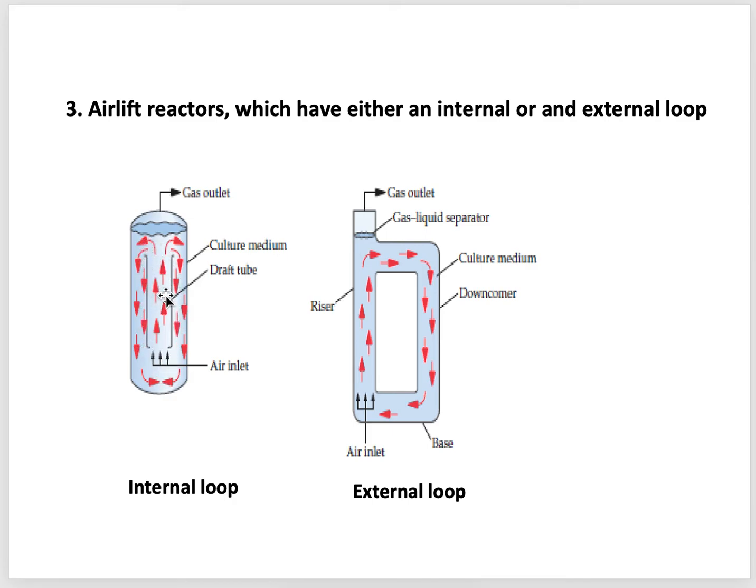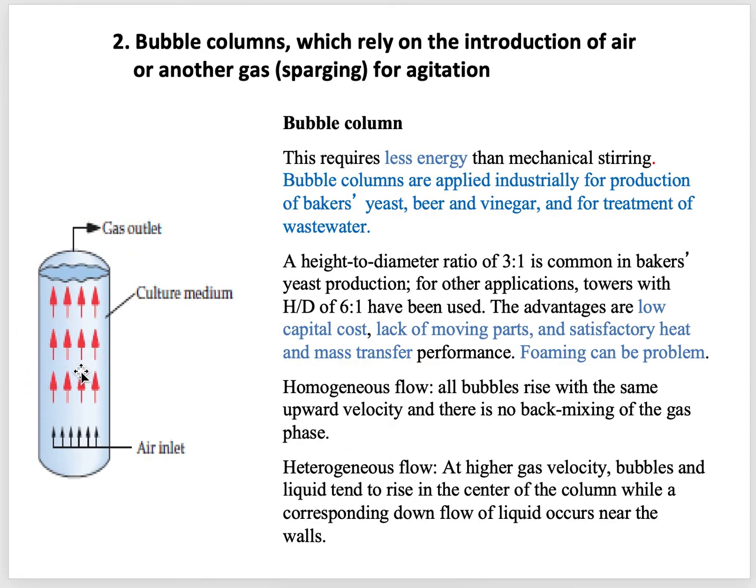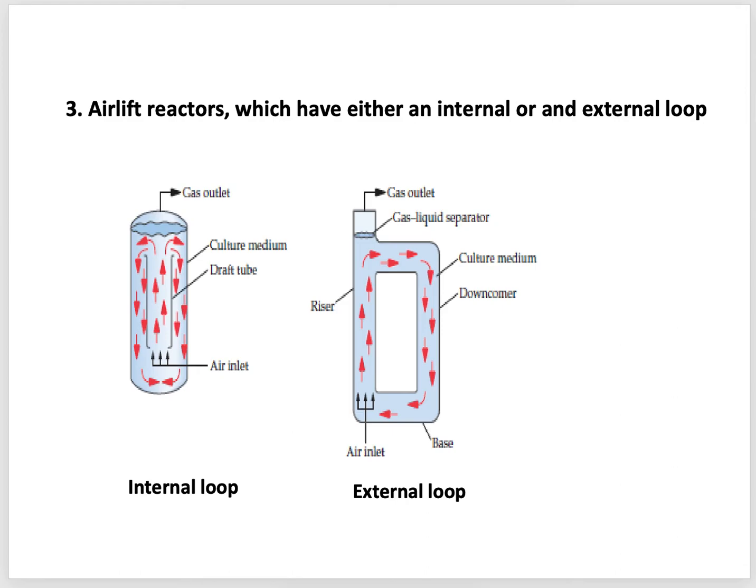This line means there is another structure inside this fermenter. In the bubble column there is no such structure. But in the case of airlift bioreactors, there should be some structure which will facilitate this kind of movement. And the airlift bioreactor design can be different. Usually they have two types of design.